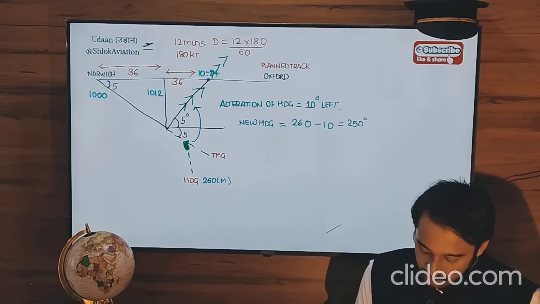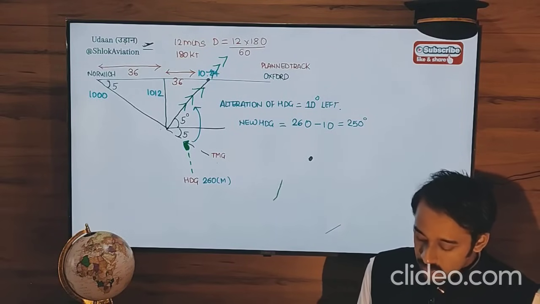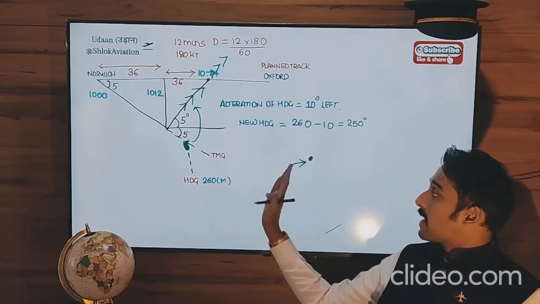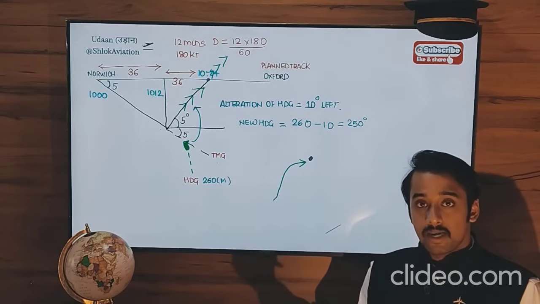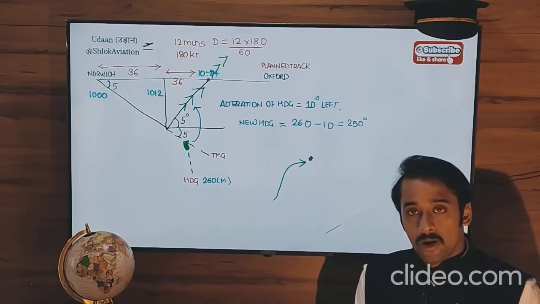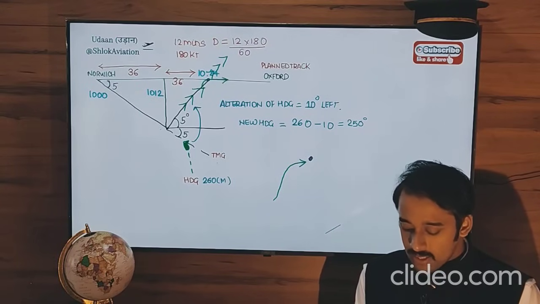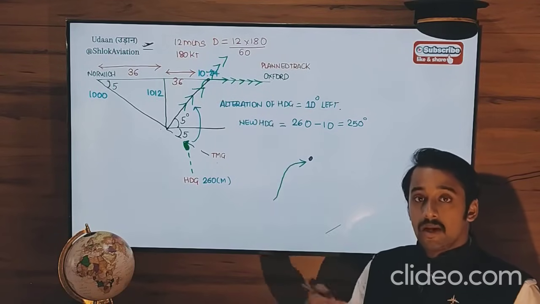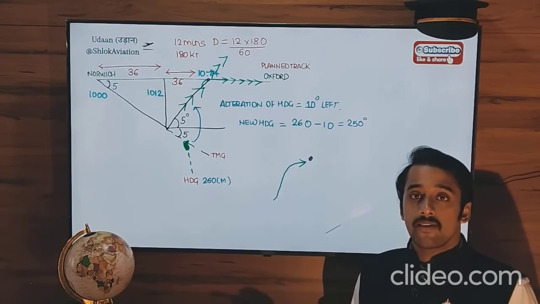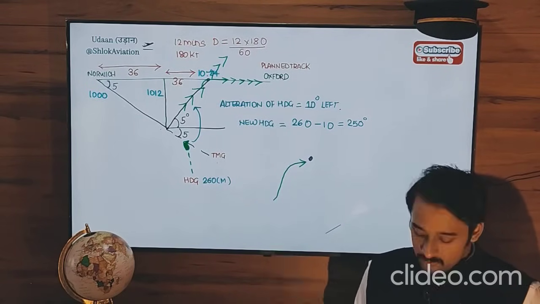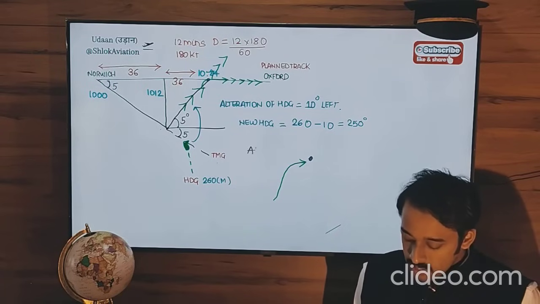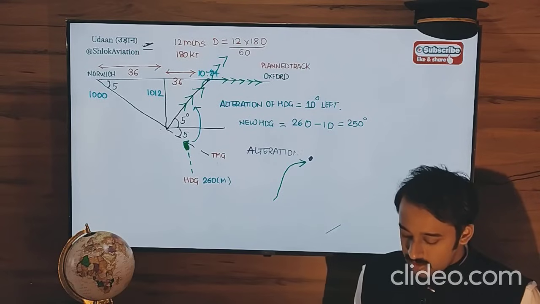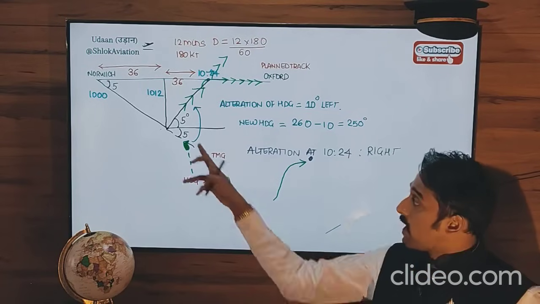So what will you do as soon as you are about to reach that point? Let's say this is your point and you're about to reach it. Okay, so you start making a right turn. You anticipate the turn and start making that turn. So at some point, you will come directly over this point and then fly towards Oxford, which is your destination. The question asks how much alteration of heading will you make? The alteration required at 10:24 will be to the right hand side. Everyone agree? So we have to make a right turn.